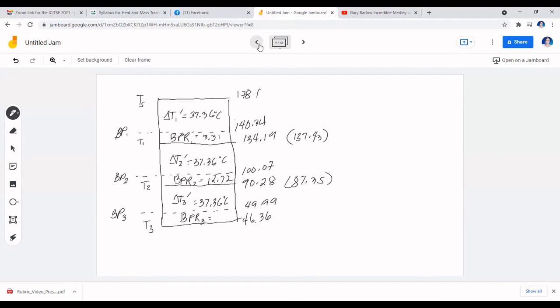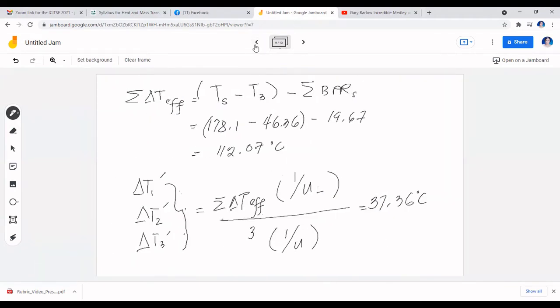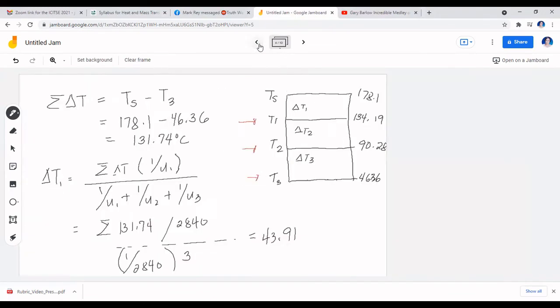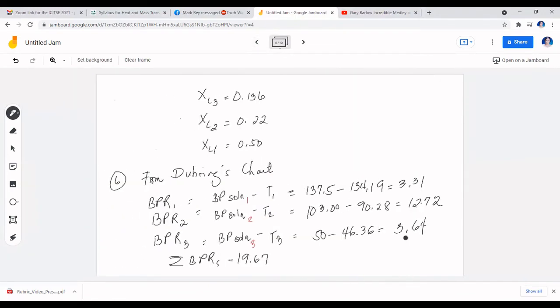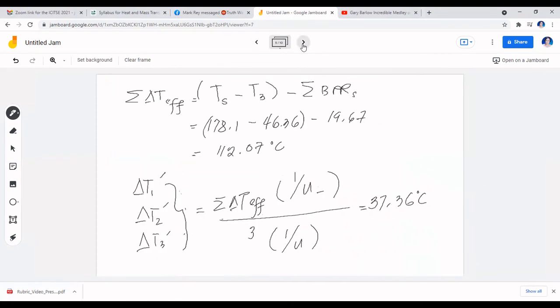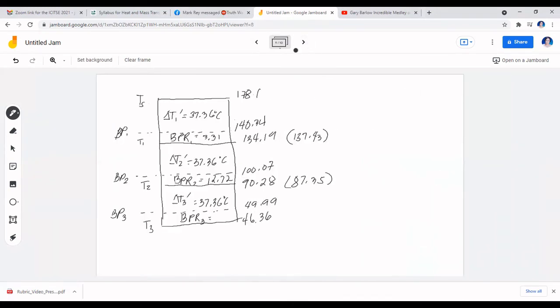And we subtract BPR3, which is 3.64. So your 49.99 here minus 3.64, you will have 46.35. So you will know whether you're doing the right thing if you more or less end up with the same value that you have here at the bottom. This value, they should agree. The value of these two.